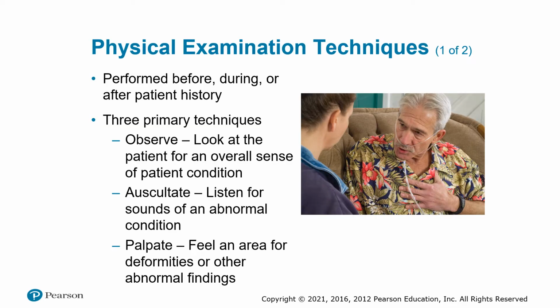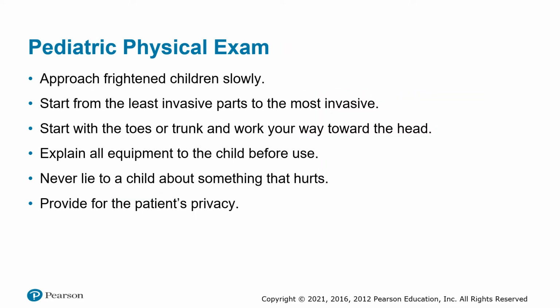Physical exam techniques. This is performed before, during, and after the patient history. There are 3 primary techniques we're going to observe. We're going to look at the overall patient condition. Auscultate, we're going to listen for abnormal conditions in the lungs or heart. And then we're going to palpate, feel an area for deformities or other abnormal findings.